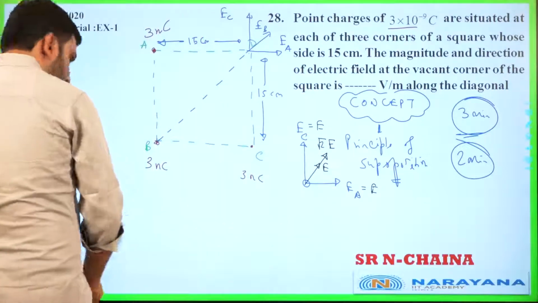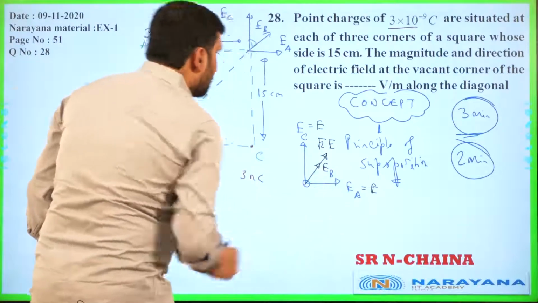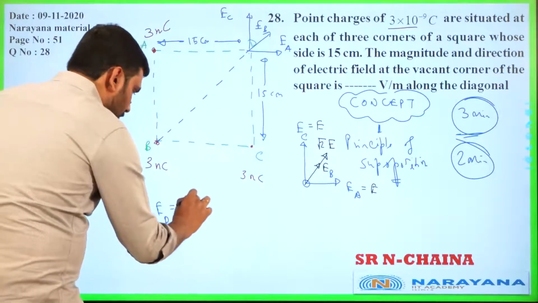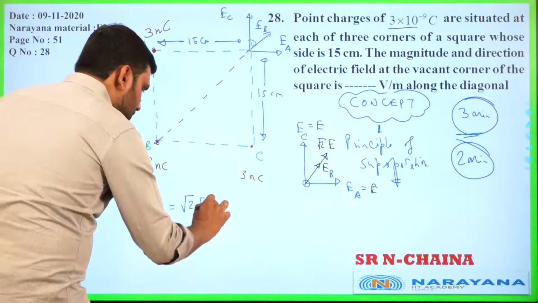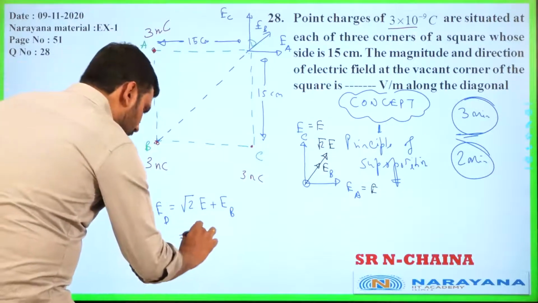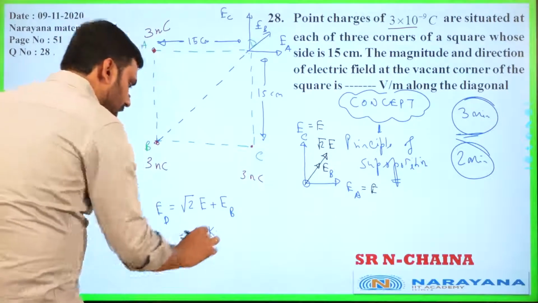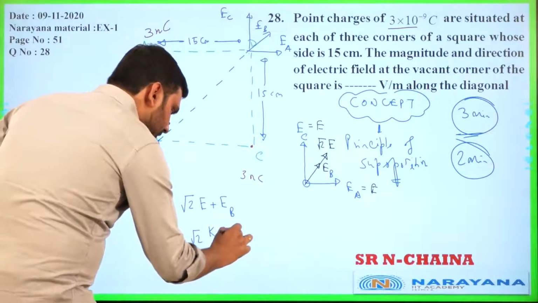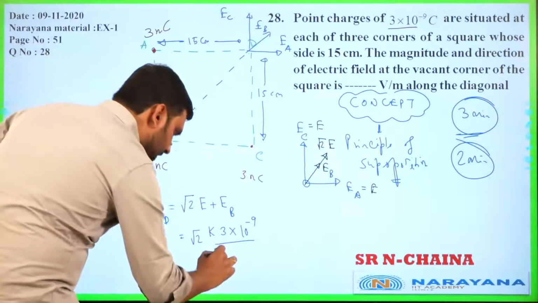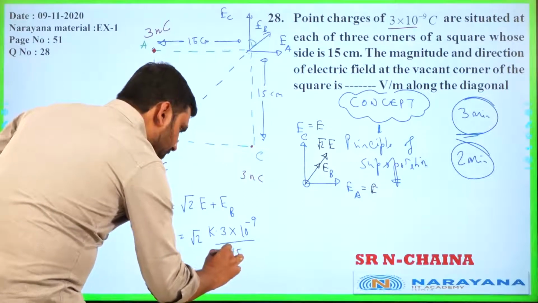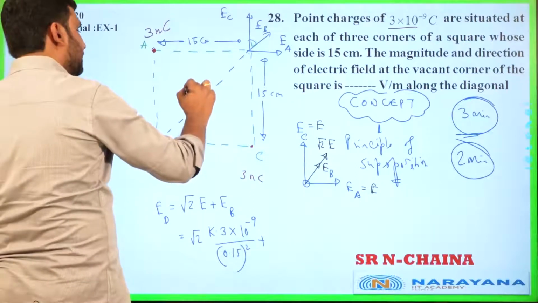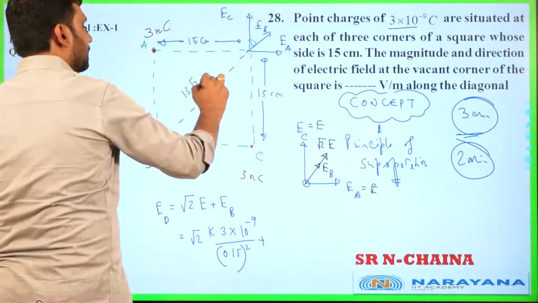Yeah. So this is E due to B. So electric field at vacant position D will come to be root 2 into E plus the electric field due to B. So I can write down root 2 into K into Q, means 3 into 10 to the power minus 9, divided by the distance, which is 15 centimeter, means 0.15 square, plus this distance, how much? 15 root 2 centimeter. Okay?